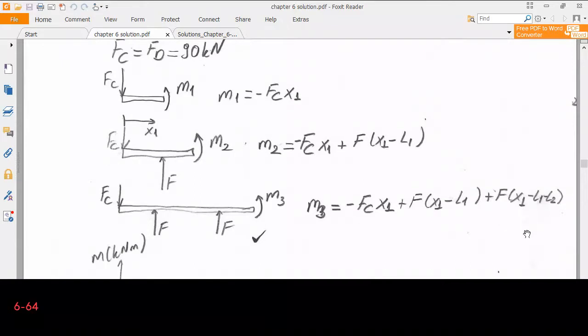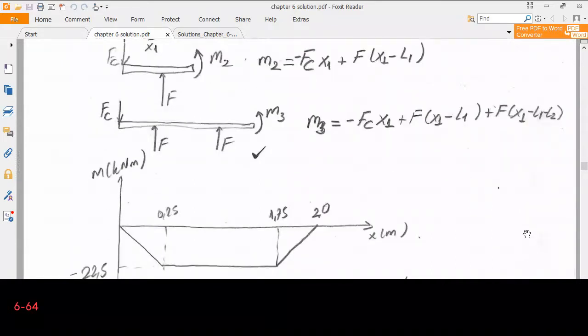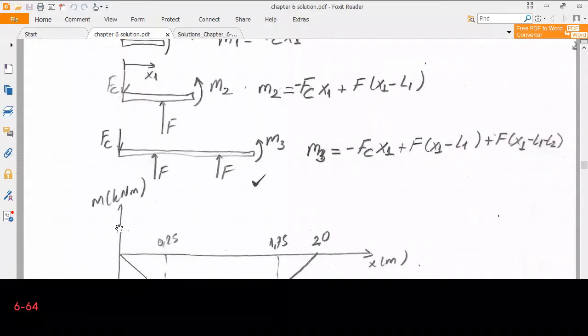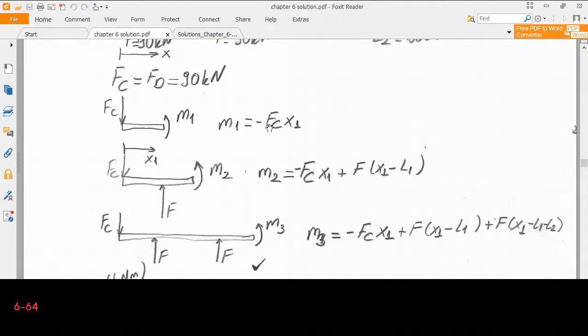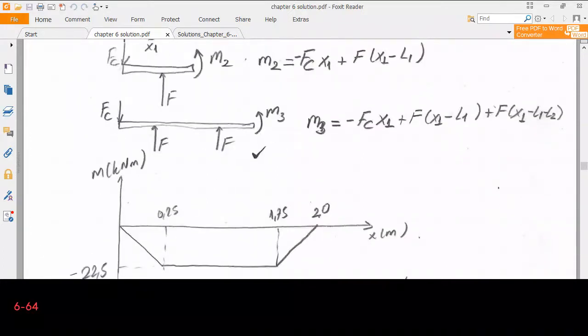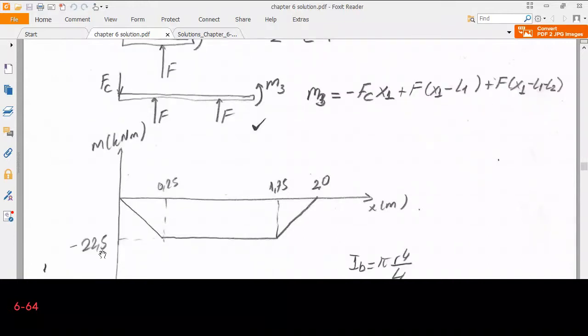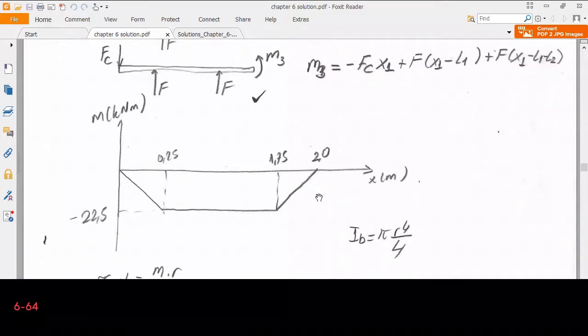Okay, now I have the moment distribution. If you draw the moment distribution, this is what you are going to see. So basically the moment linearly increases in the first region. Since I have minus sign and Fc is 90 kilonewtons, moment is minus 22.5 kilonewton meters. It is negative and it increases linearly up to the first value. Then it will be constant for this region. Finally, in the last part, it will go to 0.